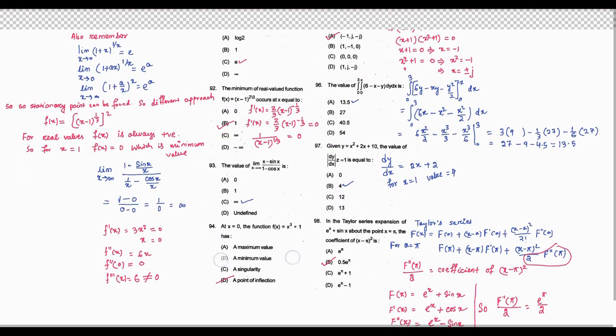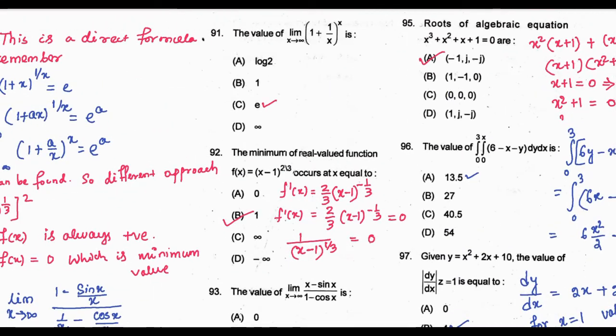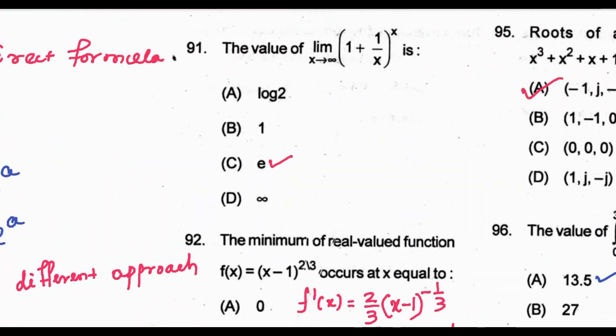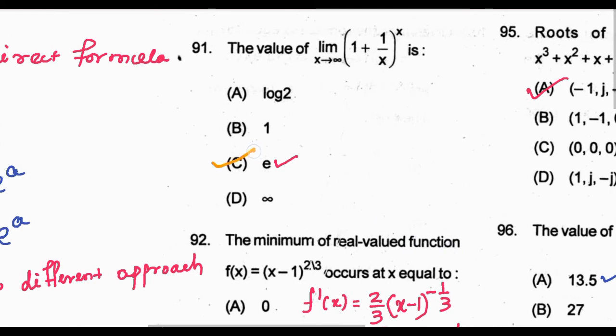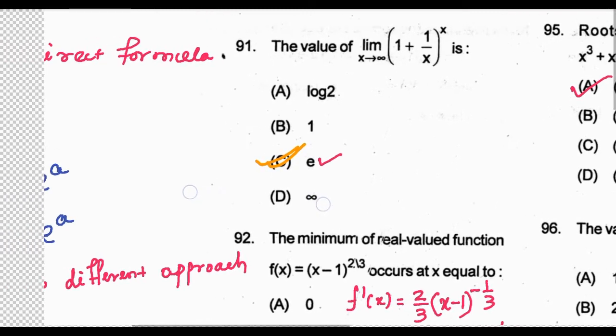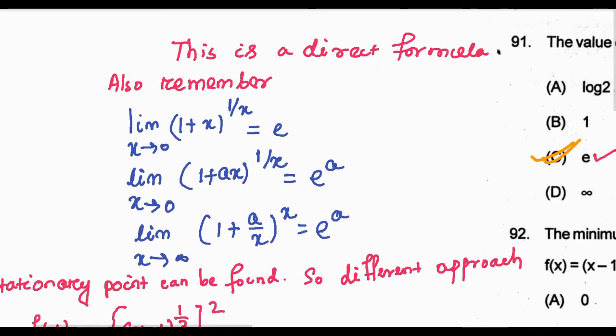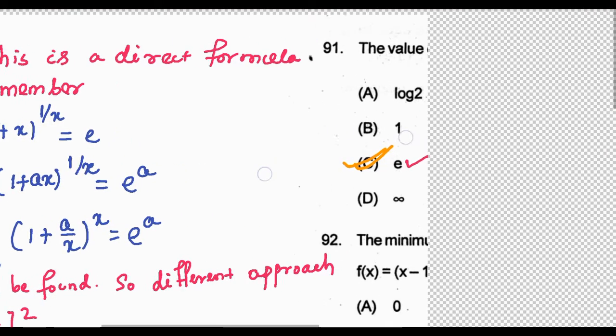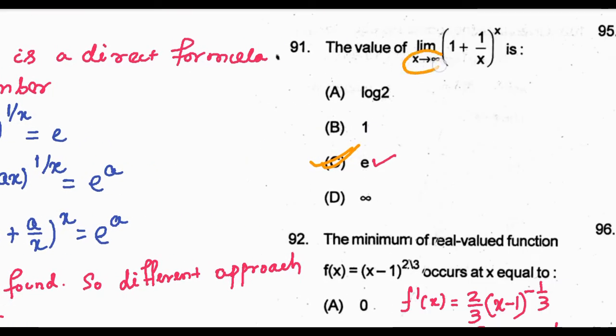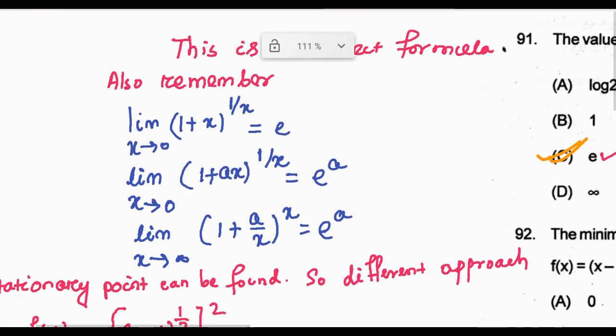Next question, question number 91 is here. Given the value of a limit, (1 plus 1 by x) whole to the power x. This is a standard formula, a direct formula, and there are also other formulas. We can say limit x tends to 0, but here limit x tends to infinity, (1 plus 1 by x) whole to the power x. Also there is a formula where limit x tends to 0, (1 plus x) whole to the power 1 by x is equal to e.